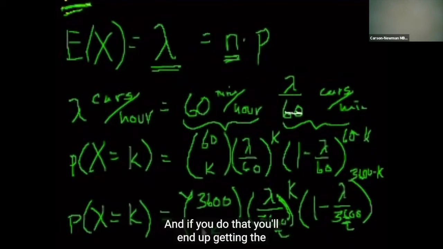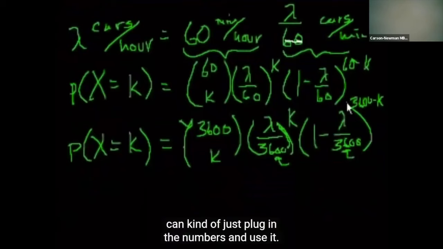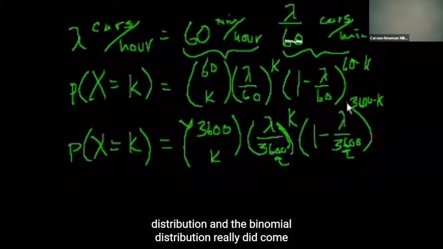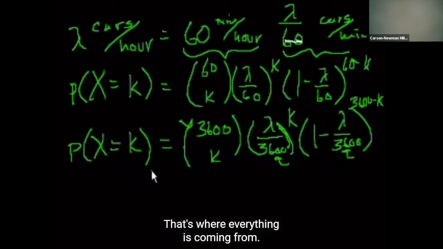And if you do that, you'll end up getting the Poisson distribution. And this is really interesting because a lot of times people give you the formula for the Poisson distribution, and you can just plug in the numbers and use it. But it's neat to know that it really is just the binomial distribution. And the binomial distribution really did come from the common sense of flipping coins. That's where everything is coming from.